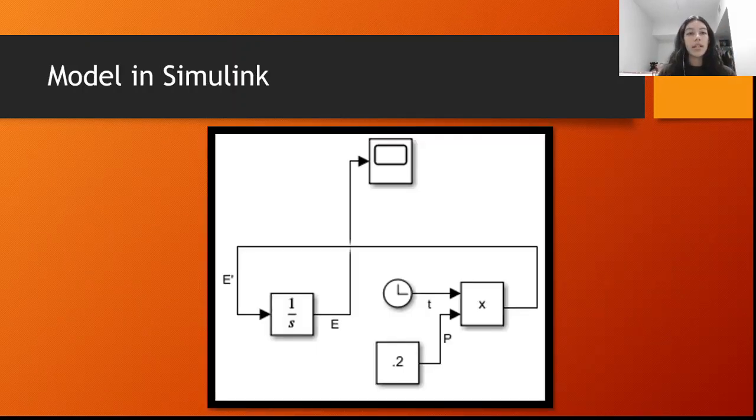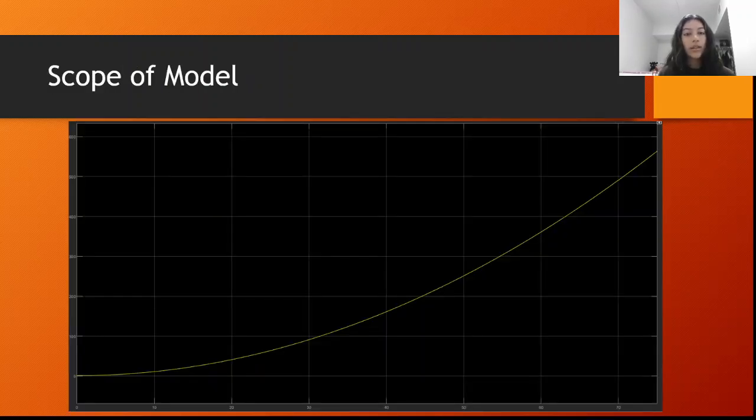Here is the block diagram, and as you can see, I incorporated a clock to represent the t in pt, and I have the 0.2, which is the parameter, and of course I have everything labeled here, and then the scope, so that you can get this graph. And as you can see, just as I said before, it is exponentially increasing.